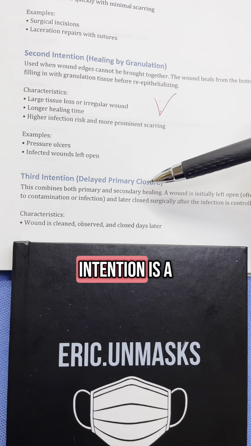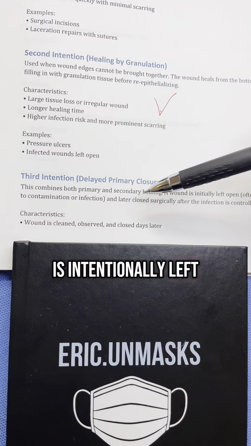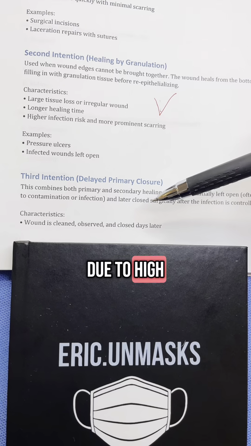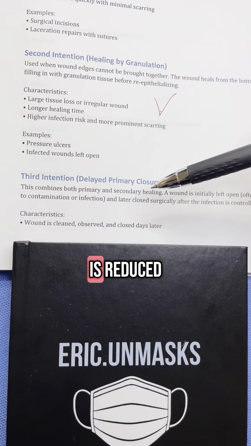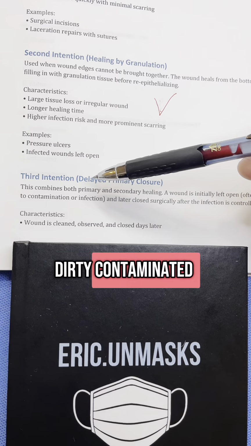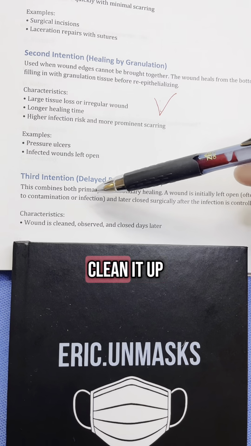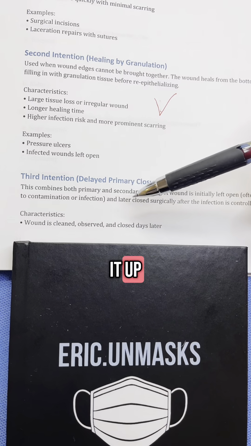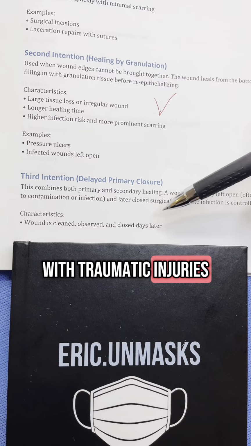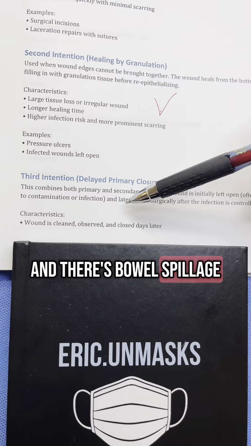Now your third intention is the delayed primary closure, when a wound is intentionally left open for a few days due to high risk of infection or contamination and is closed later on after the infection risk is reduced. So it's a dirty, contaminated abdominal wound. You're going to leave it open, give them some antibiotics, clean it up, wash it out, and then you'll come back later and you'll close it up. So you could have a lot with traumatic injuries when you have tissue loss or maybe like a gunshot wound and there's bowel spillage, something like that.